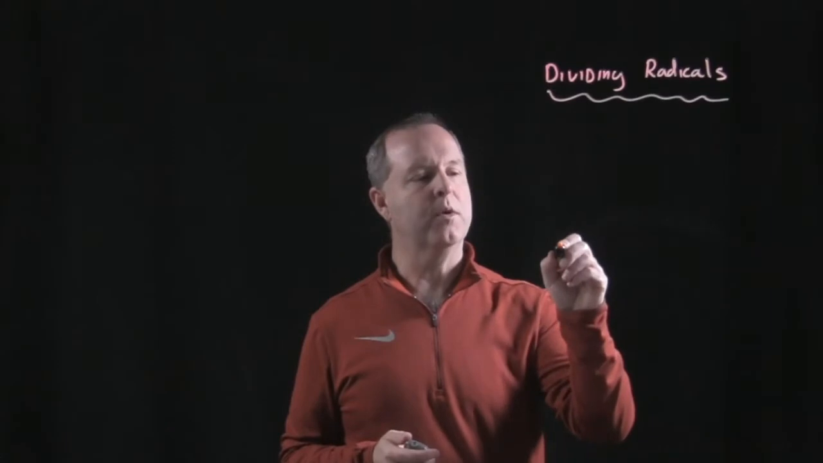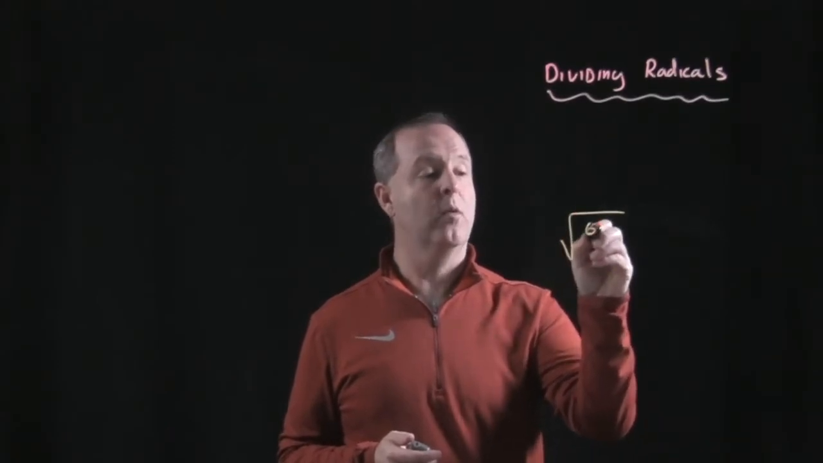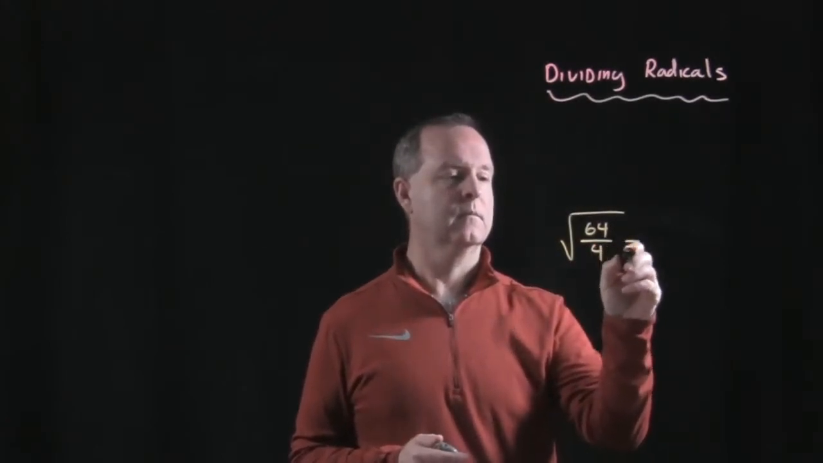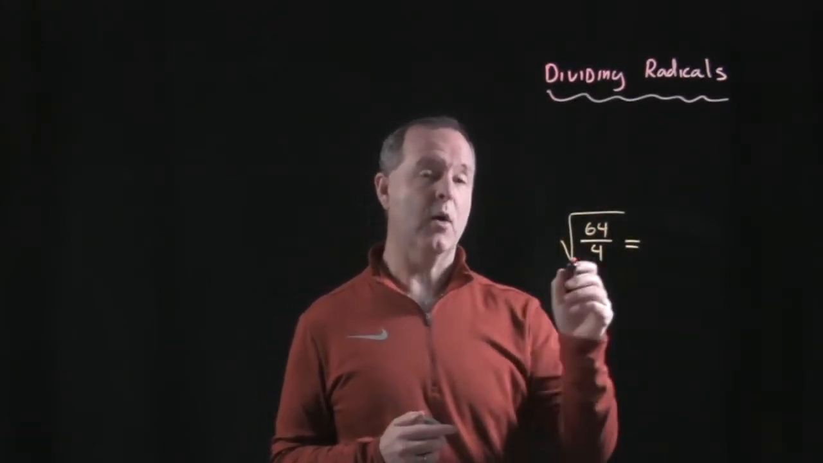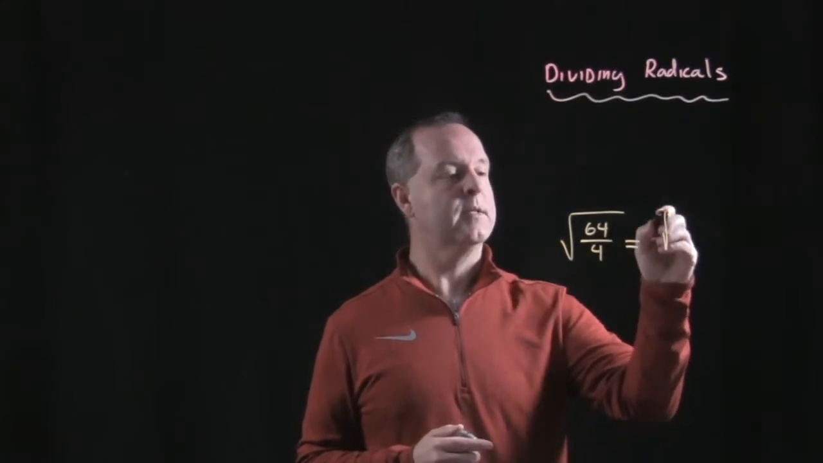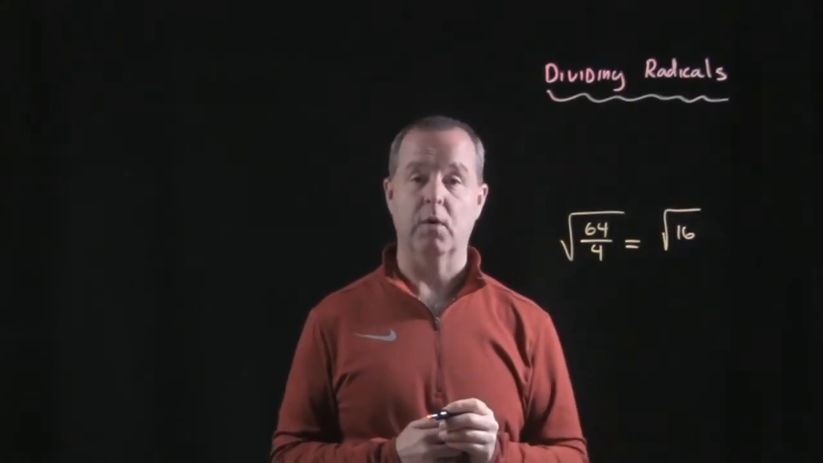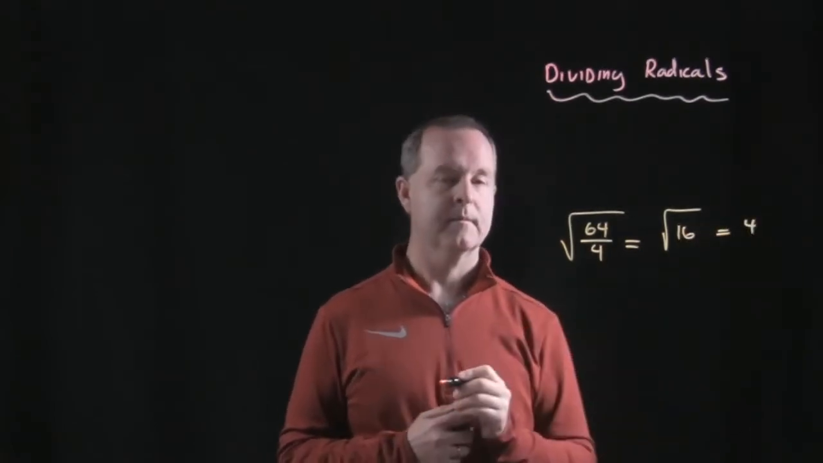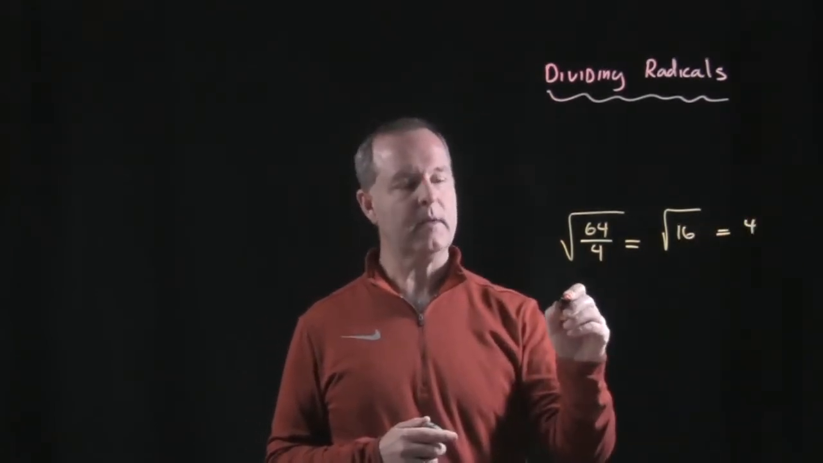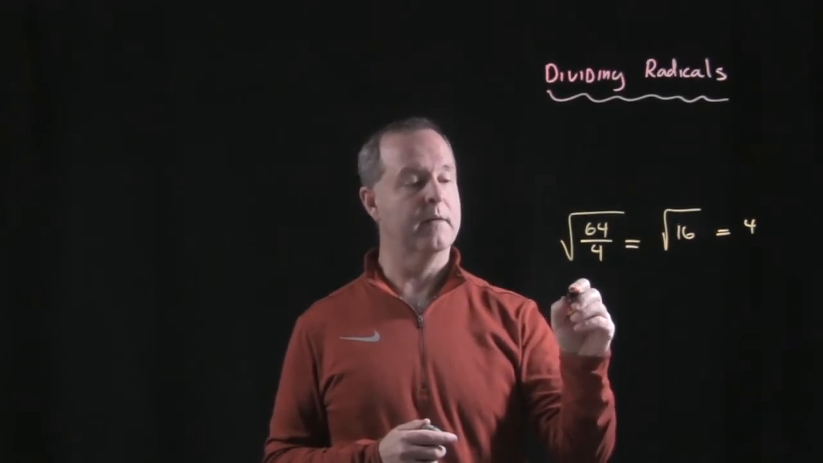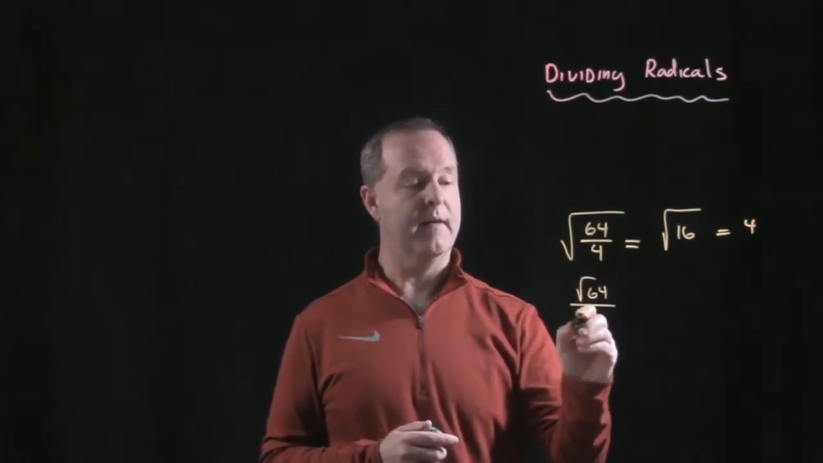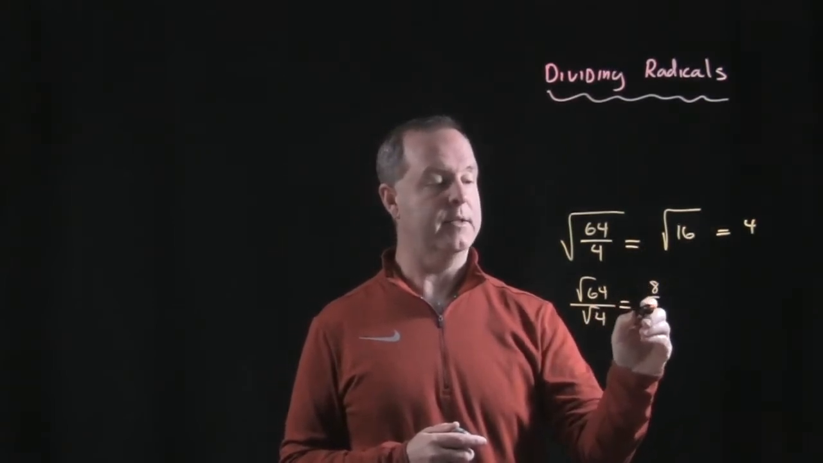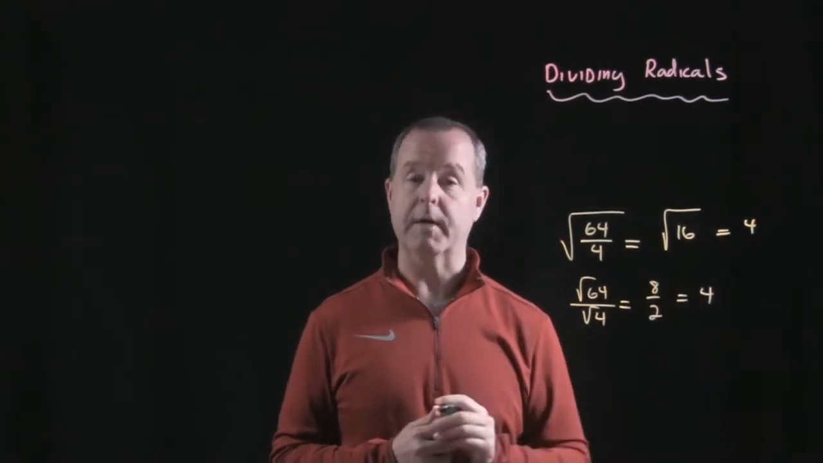Imagine we have the square root of 64 divided by 4. Notice it's inside the root, so I can go ahead and simplify, which becomes the square root of 16, and the square root of 16 is 4. Likewise, I can take the square root of 64 divided by the square root of 4. That equals 8 divided by 2, and that also equals 4.